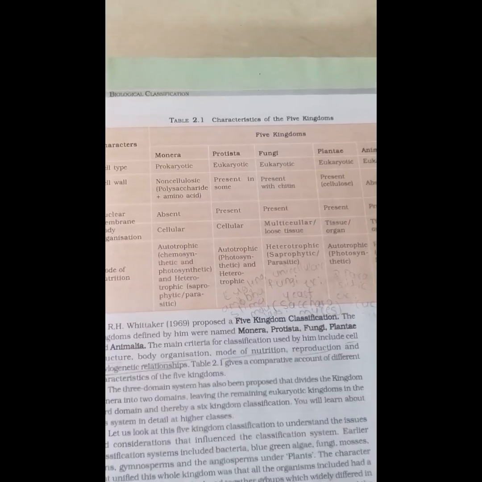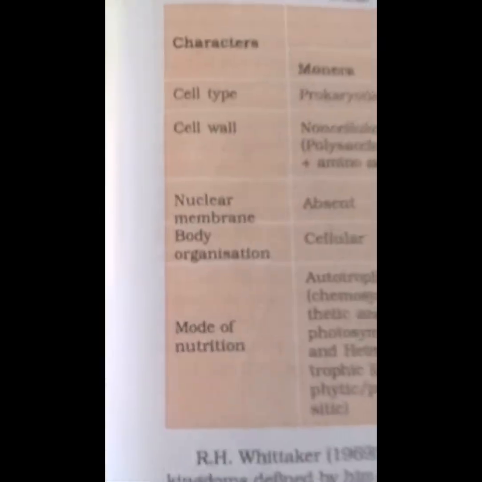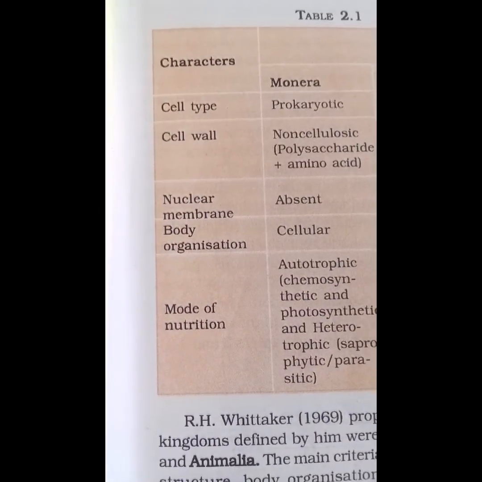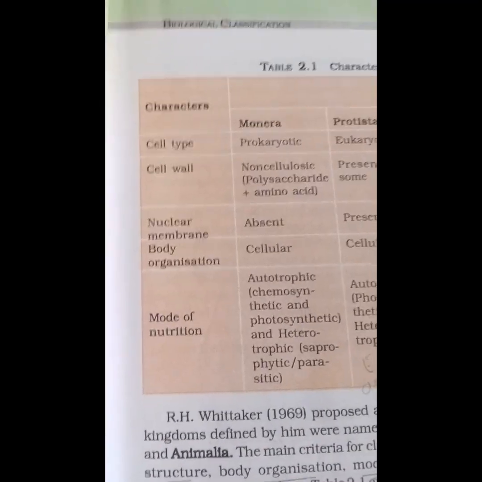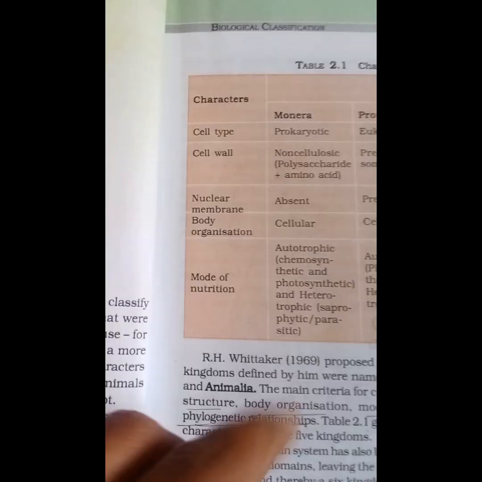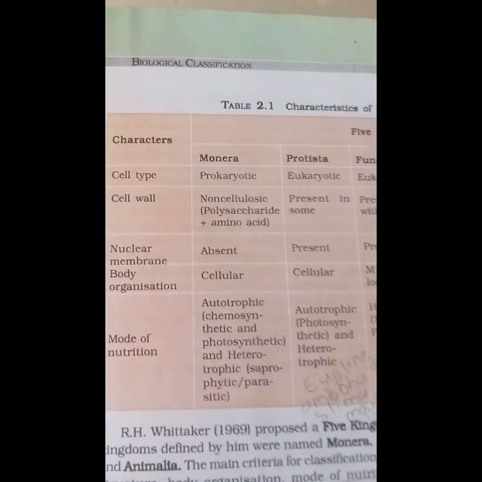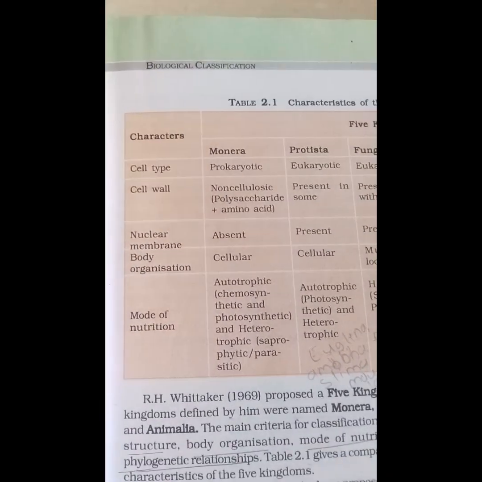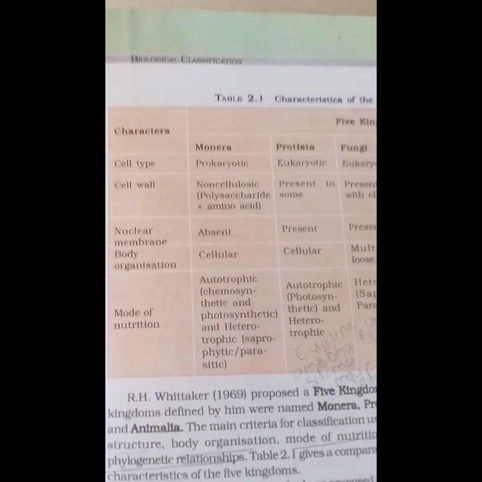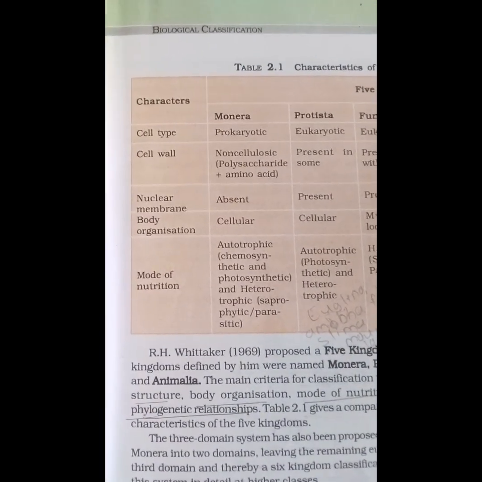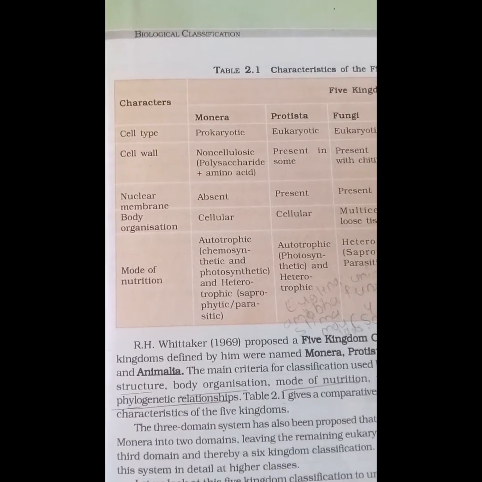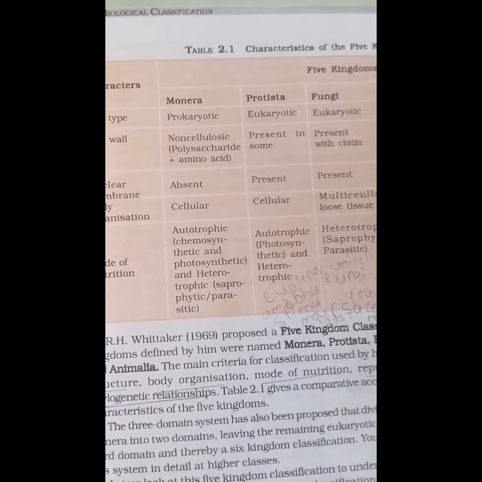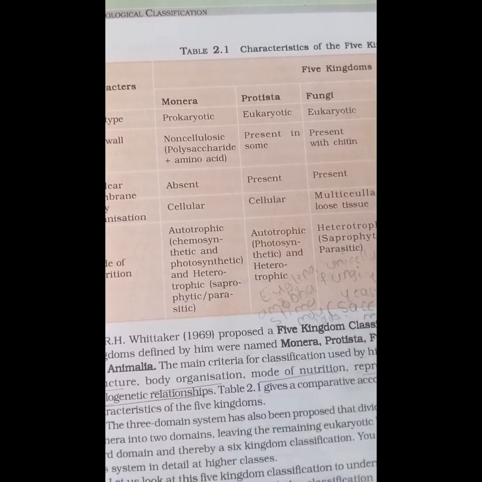So here are the characteristics of the five kingdoms, represented as a table. There are mainly five characters we have read previously: cell type, cell wall, nuclear membrane, body organization, and mode of nutrition. In Monera, the cell type is prokaryotic and the cell wall is non-cellulosic, that is polysaccharide plus amino acid, the nuclear membrane is absent, and the body organization is cellular. The mode of nutrition in Monera is autotrophic, meaning chemosynthetic and photosynthetic, and heterotrophic, saprophytic, parasitic.